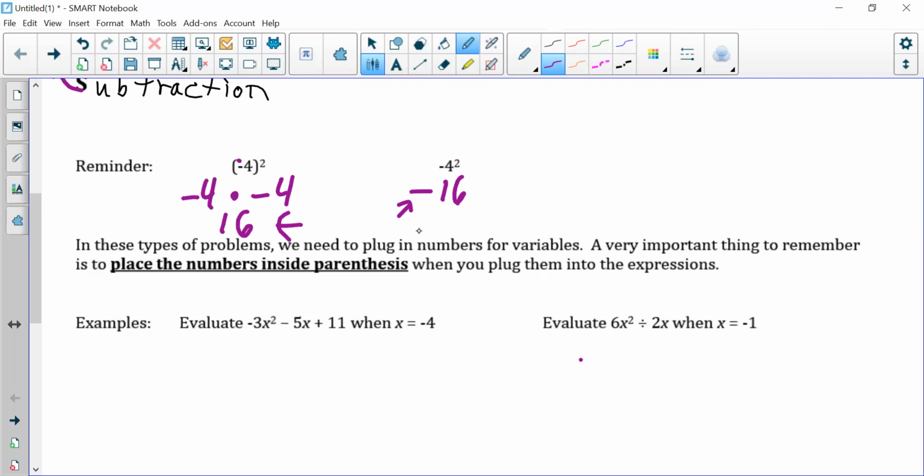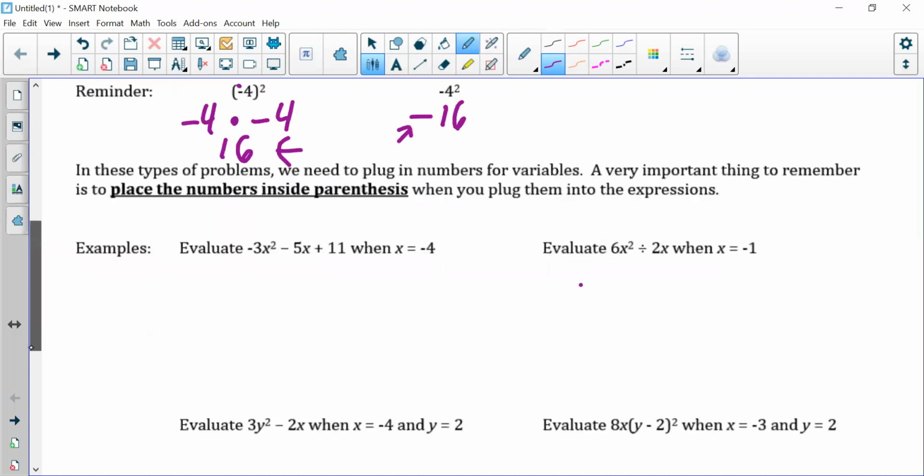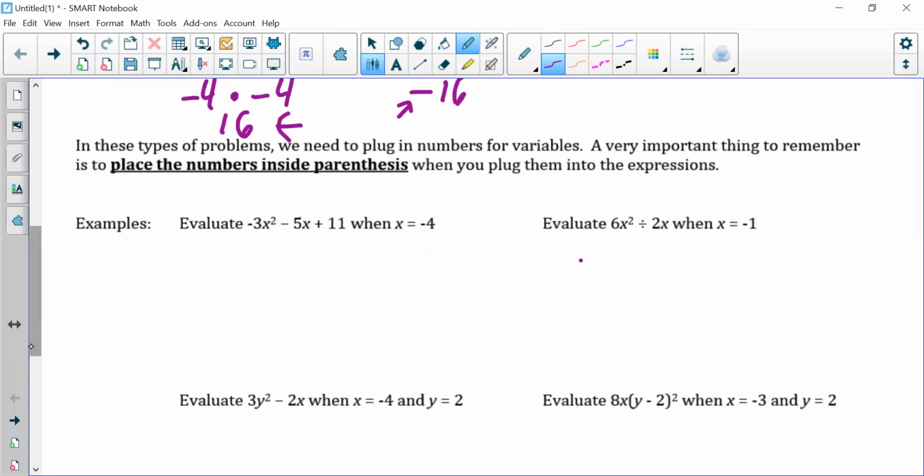All right, in these types of problems, we need to plug in numbers for variables. A very important thing to remember is to place the number inside parentheses when you plug them into the expressions. All right, this is for evaluating. Our first example says, evaluate -3x squared minus 5x plus 11 when x equals -4. So what this means is everywhere I see x in this equation, I'm going to substitute a -4.